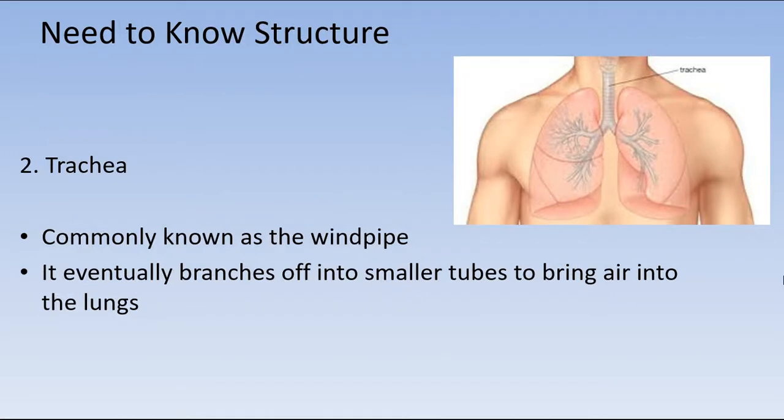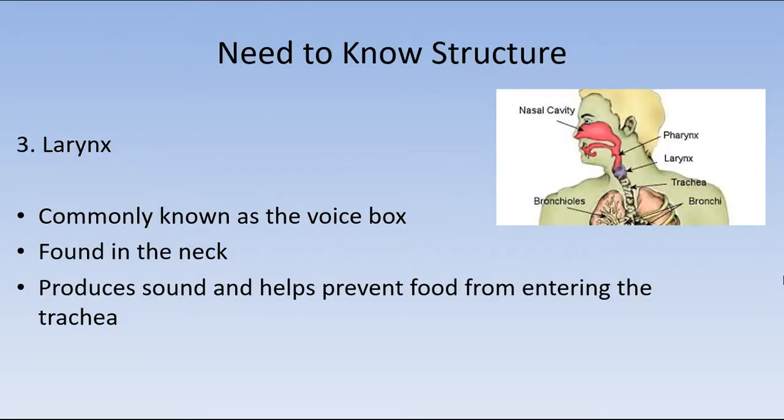We have the trachea, also known as the windpipe. It's part of that series of tubes within the respiratory system that helps to bring air into the lungs. We also have the larynx, which contains the voice box found in the neck. So it will produce sound as the air passes through, and this is what allows us to speak.